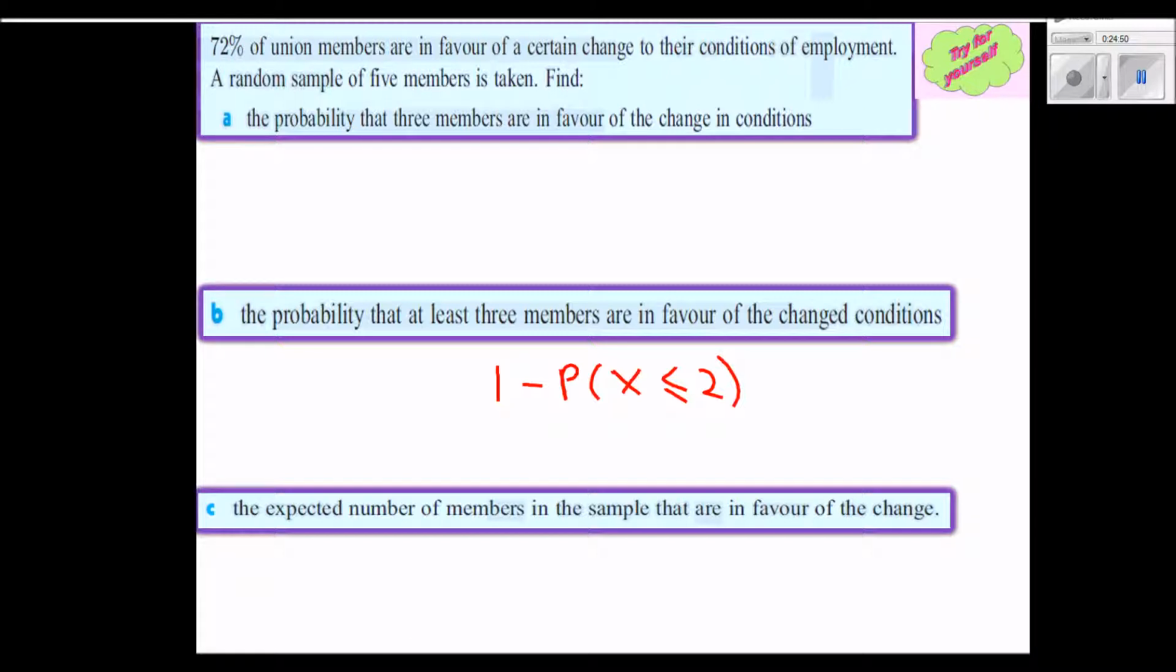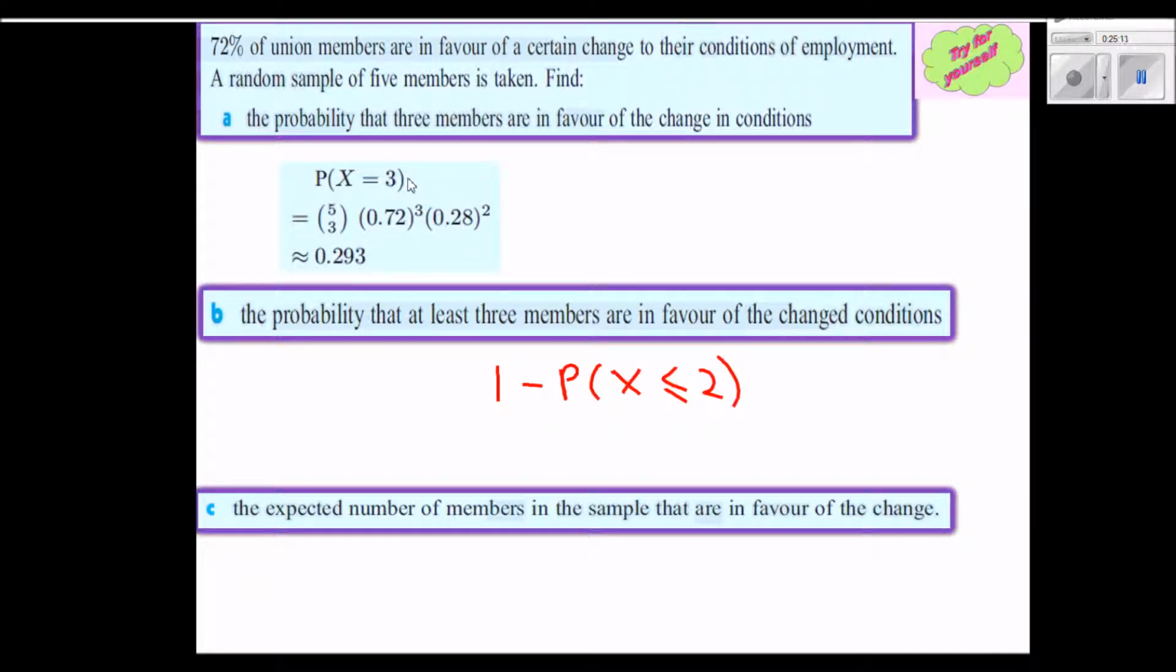Okay, so let's do one more little example. 72% of union members are in favour of a certain change to their conditions of employment. A random sample of 5 members is taken. Find the probability that exactly 3 members are in favour of the change in conditions. So it's probability x equals 3.